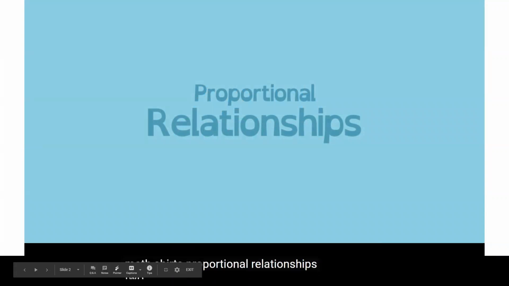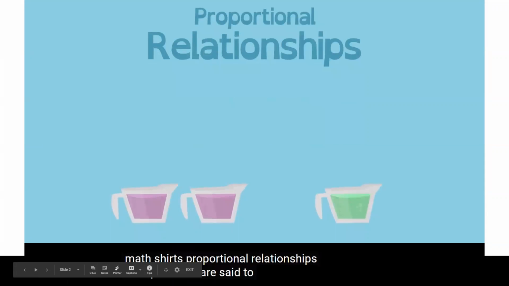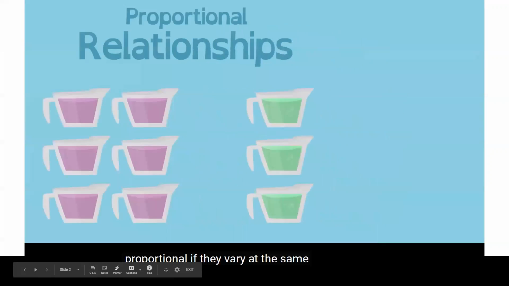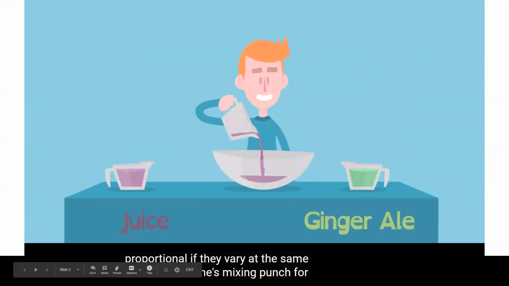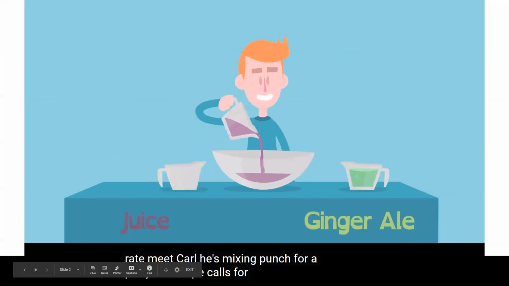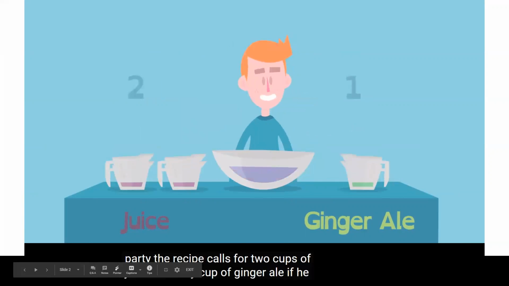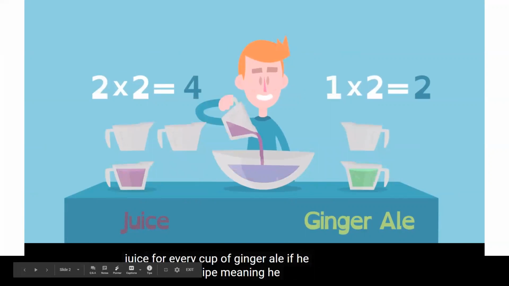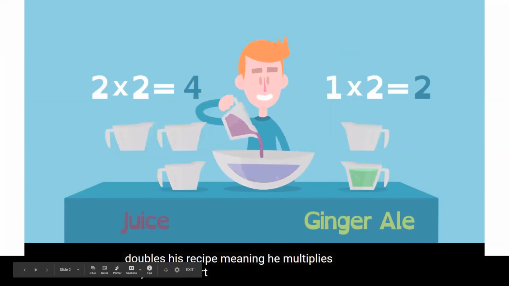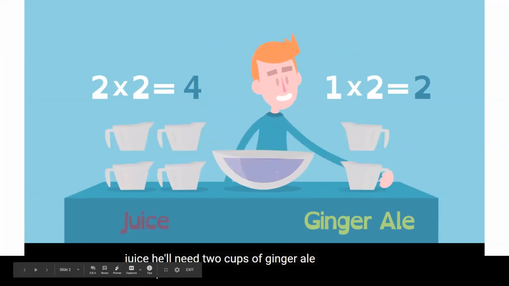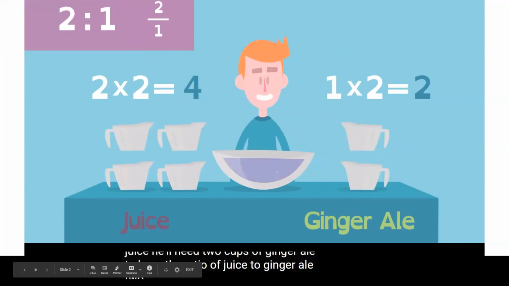Proportional relationships. Two quantities are said to be directly proportional if they vary at the same rate. Meet Carl. He's mixing punch for a party. The recipe calls for 2 cups of juice for every cup of ginger ale. If he doubles his recipe, meaning he multiplies it by 2 to start with 4 cups of juice, he'll need 2 cups of ginger ale to keep the ratio of juice to ginger ale 2 to 1.